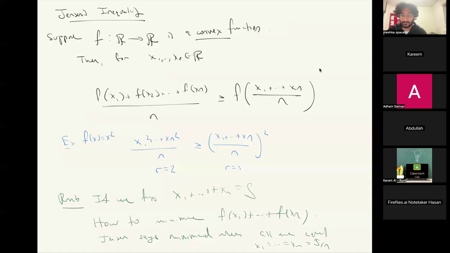Yeah, it makes sense. Okay. So before we use it in some example, I want to actually give the proof. But before I prove it, we have to understand what it really means when we say a function is convex.